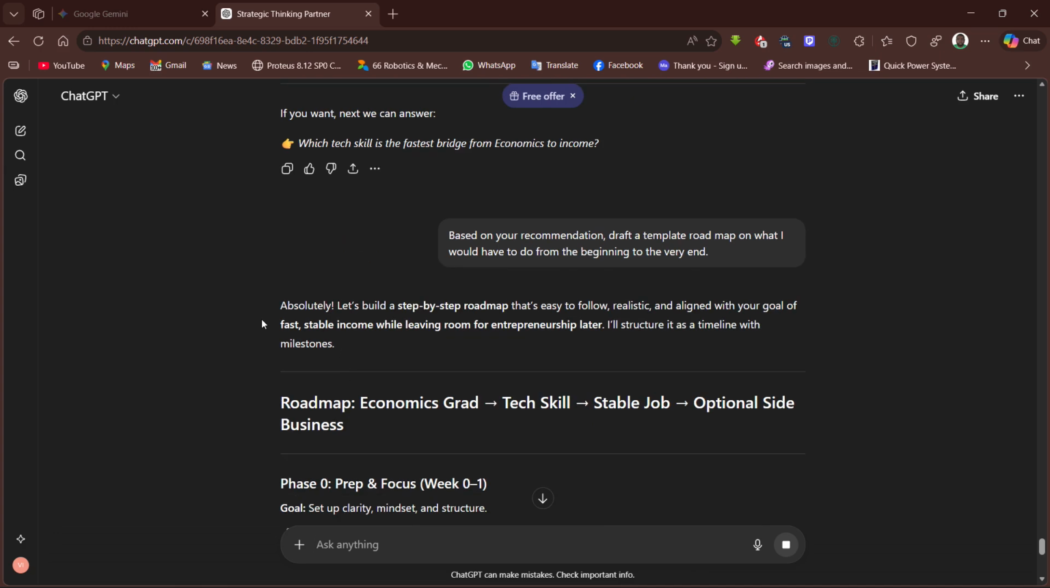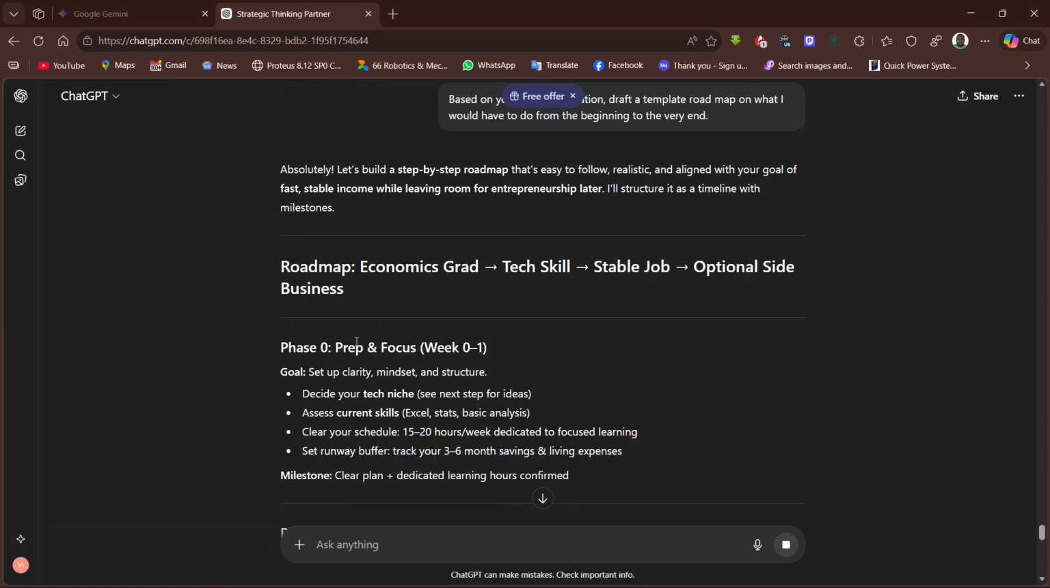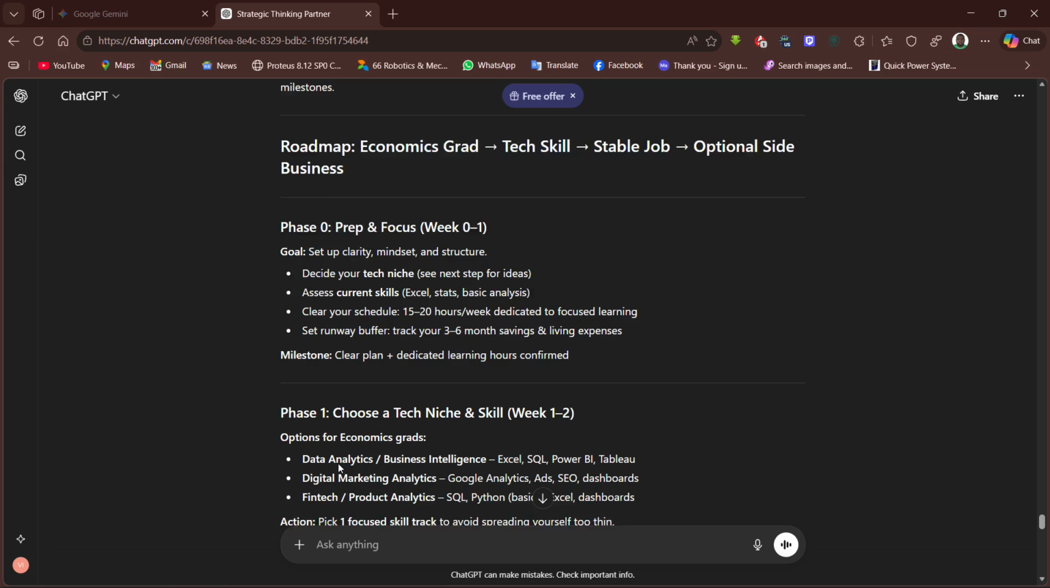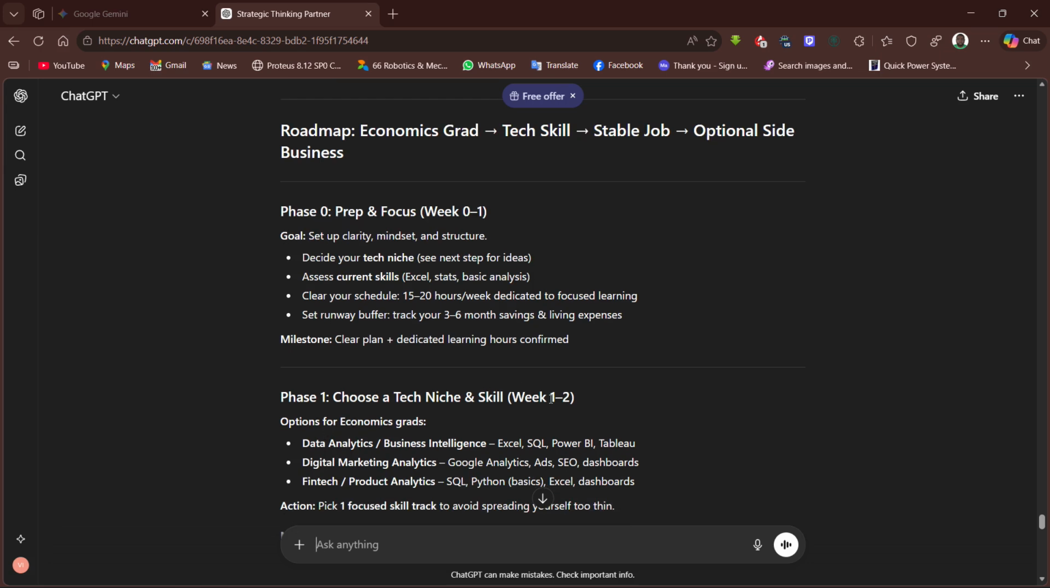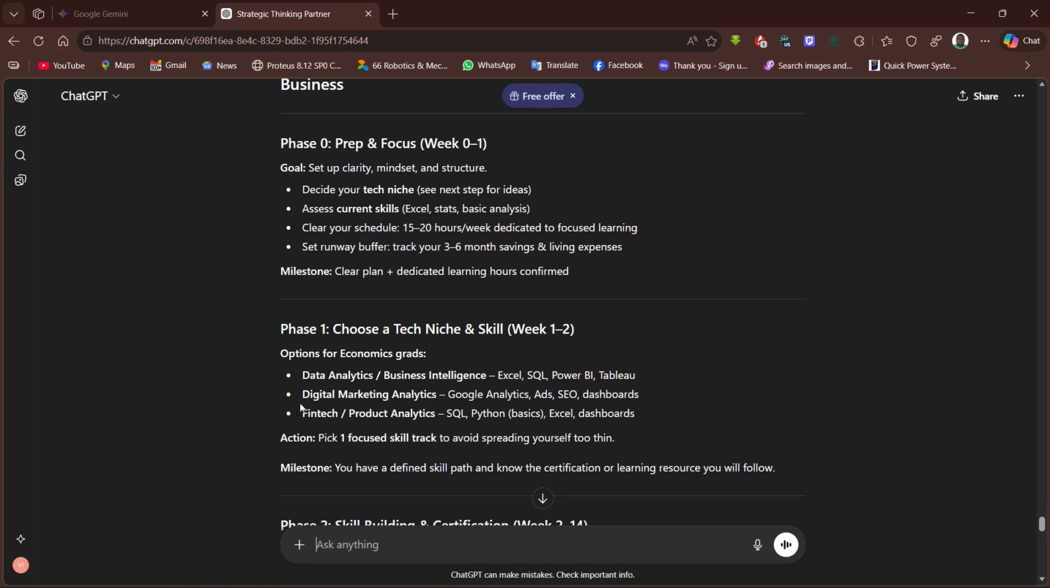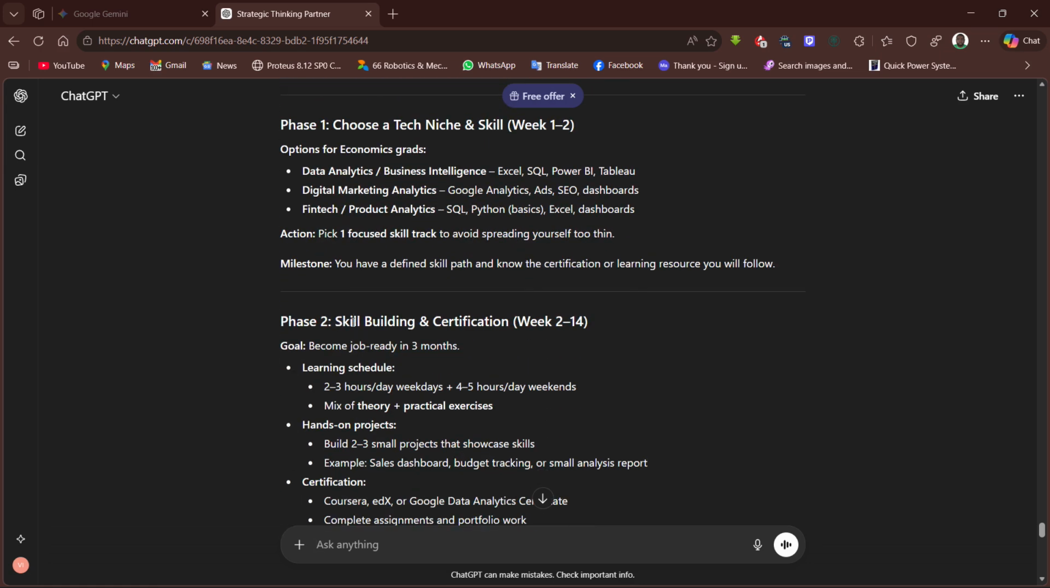Now it says absolutely, let's build a step-by-step roadmap that's easy to follow, realistic, and aligned with your goal of fast stable income while leaving room for entrepreneurship later. So we have prep and focus, set up clarity, mindset, and structure, decide your tech niche, assess current skills, clear your schedule, set runway buffers, then choose a tech niche and skill. It provides this one because these are tech-related fields that are related to the background of the user, which is economics, right?